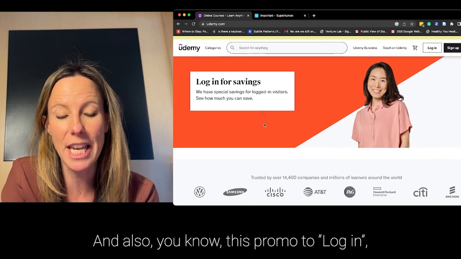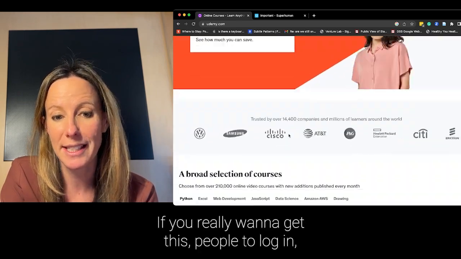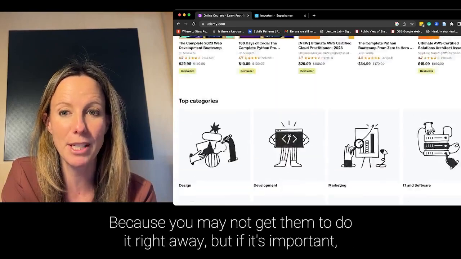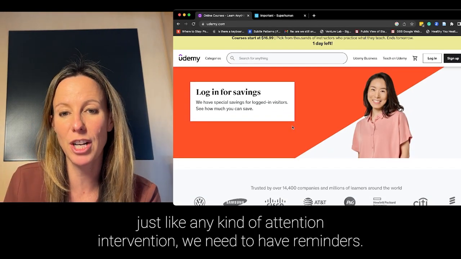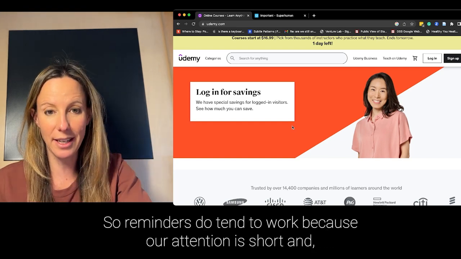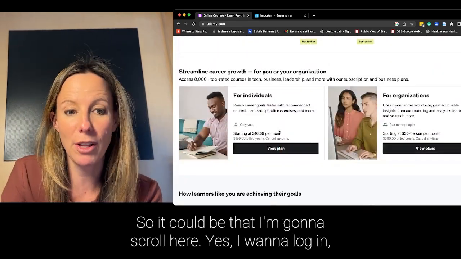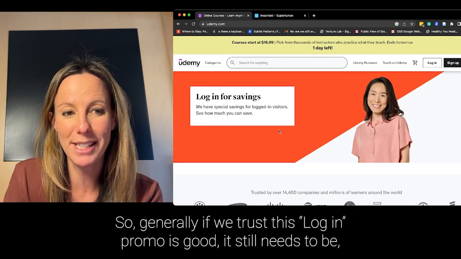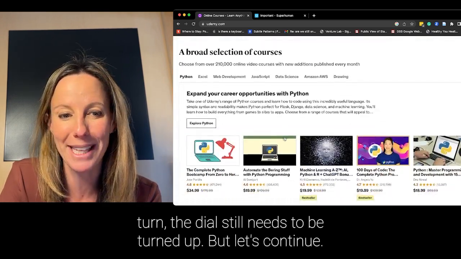And also, this promo to log in is the only time they really talk to me about it. If you really want people to log in, you'd have more buttons for them to log in throughout their browsing of the site, because you may not get them to do it right away, but if it's important, just like any kind of attention intervention, we need to have reminders. Reminders do tend to work because our attention is short, and it's not likely that we don't want to do it, it's just likely that we forgot. So it could be that I'm going to scroll here, yes, I want to log in, but I've forgotten that was the main call to action. So generally, if we trust this login promo is good, the dial still needs to be turned up. But let's continue.